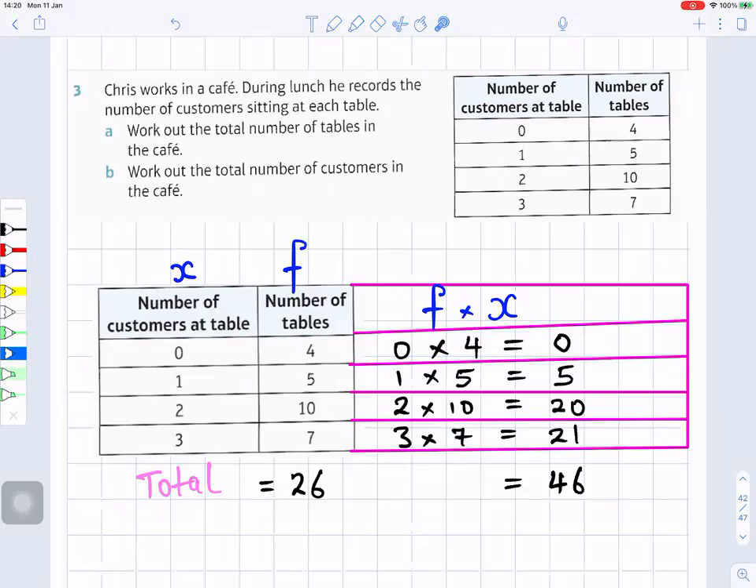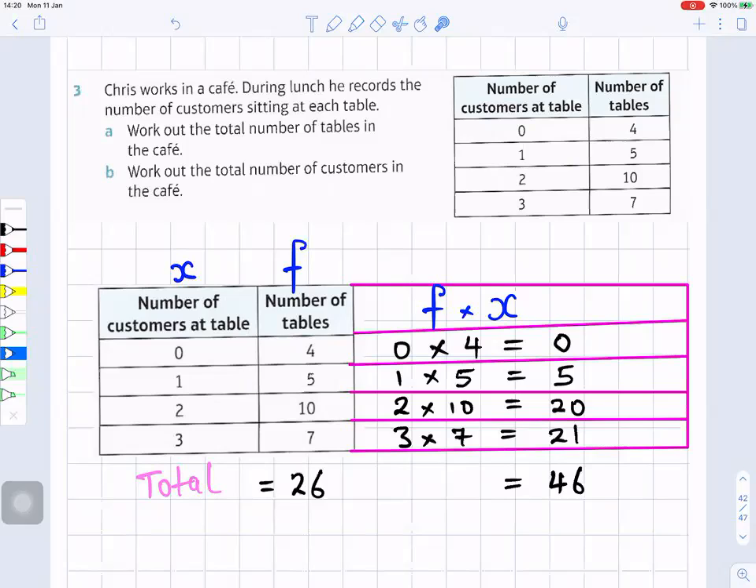during lunchtime, he decides to record the number of customers in the cafe. So the number of customers at the table. So the number of tables represents the frequency and the number of customers. So there was nobody sitting at 4 tables. So that means in that cafe, 4 tables were empty. That's why there's 0. Nobody was sitting at 4 tables, on 4 different tables.